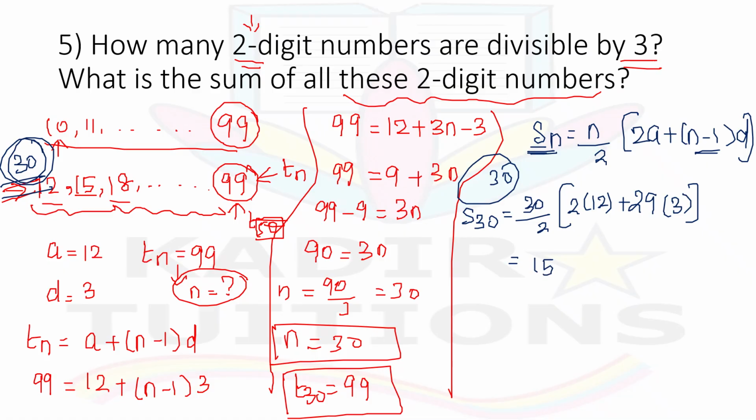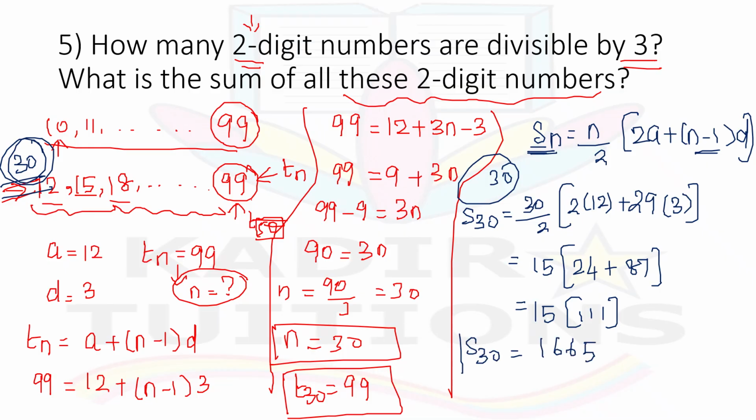30 by 2 is going to be 15. 2 into 12 is 24, plus 87 is 111. So 15 into 111 we need to multiply, we'll get 1665. So if you add all the 30 terms of this AP, that means the sum of the two-digit numbers which are divisible by 3, is 1665. This is the answer for this question.